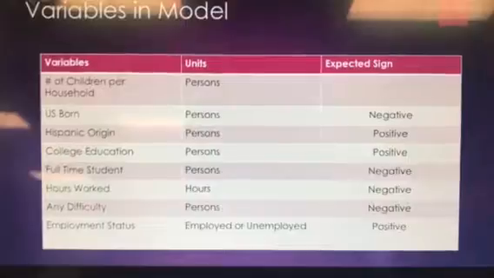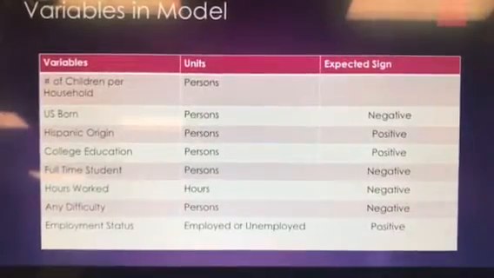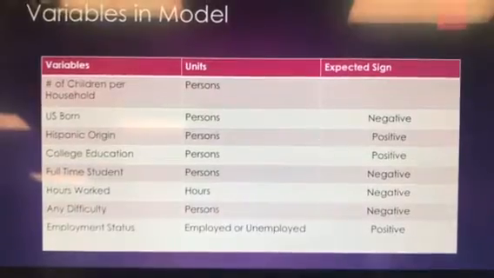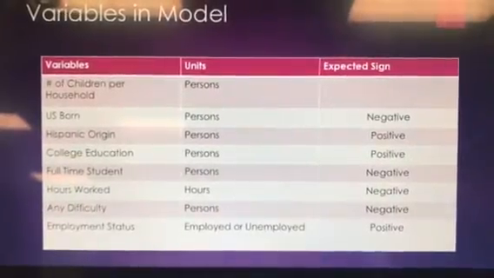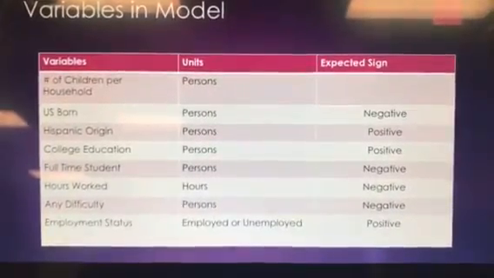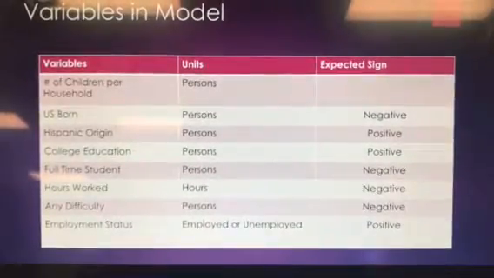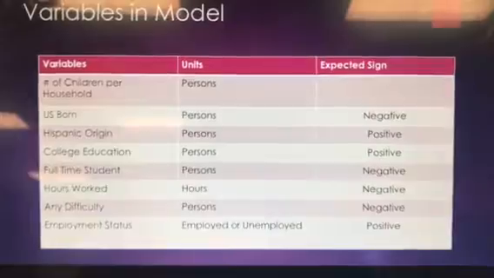And the last independent variable we used was employment status. The units for this was either employed or unemployed, and what this means is for every person that is employed in a household, there is going to be a positive effect on the amount of children in the household, meaning there will be more.